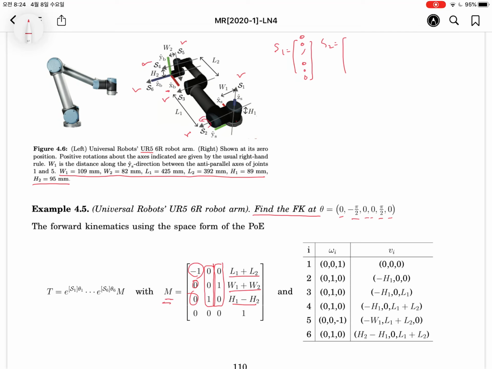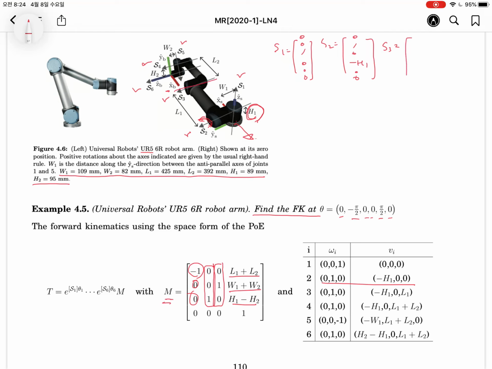S2. Okay, then let's see. This rotational angle is aligned to the y-axis, 0, 1, 0. And actually, there is some linear distance. So according to the rotational movement, the base frame will move like this with the magnitude of H1. So minus axis with the magnitude H1 and the 0, 0. So we have the second screw axis.